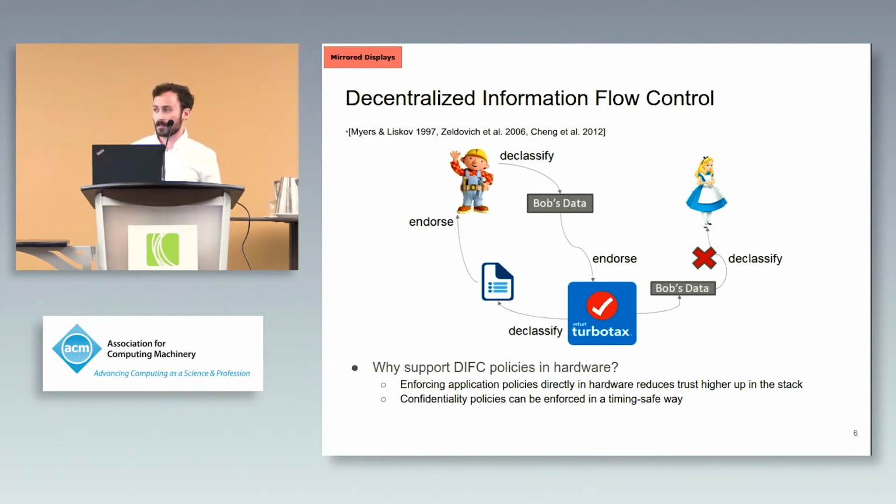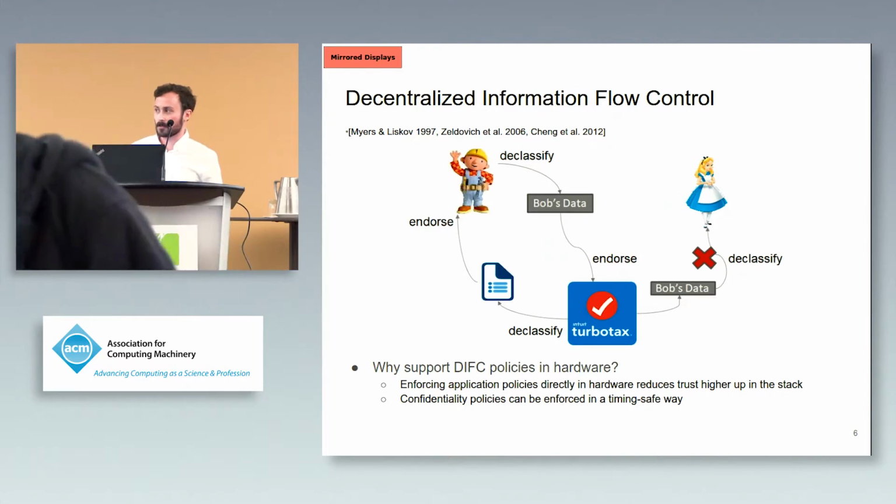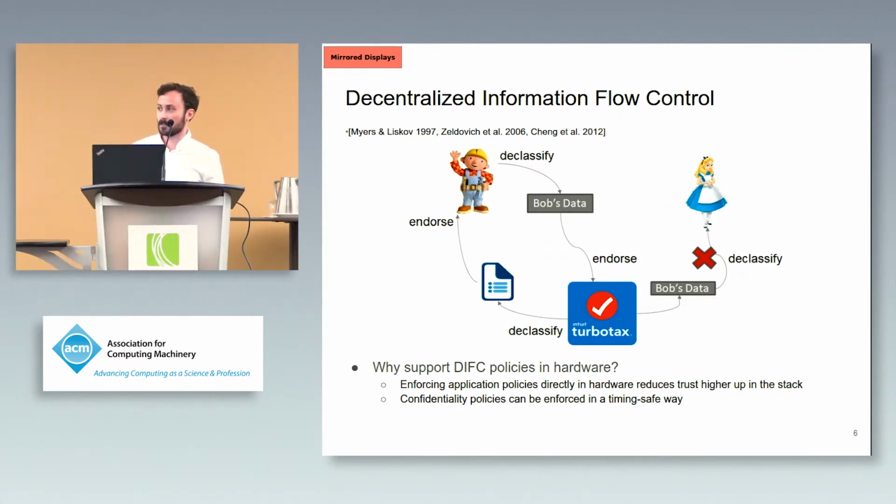Bob needs to send his data to the tax preparation service so that it can do computation on that data, but he doesn't trust the tax preparation service not to release this data further to some third party such as Alice.